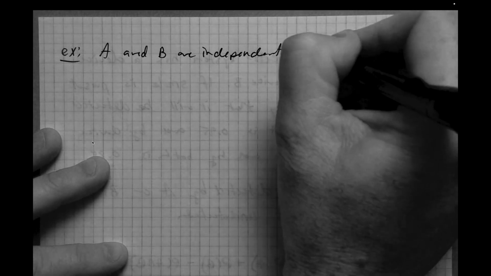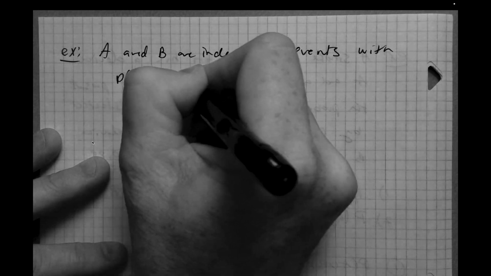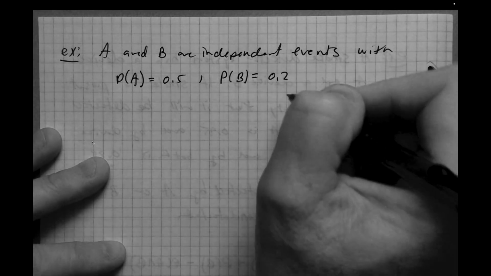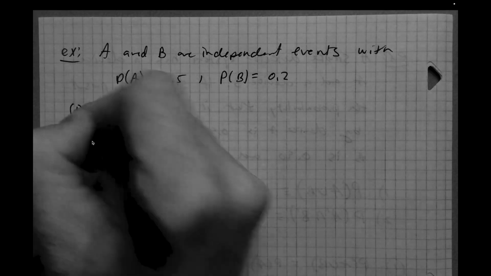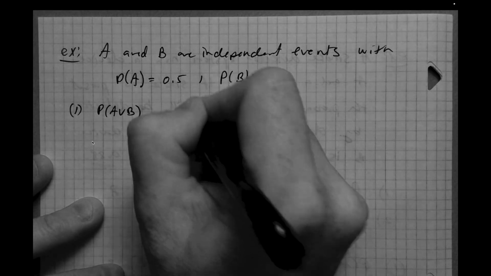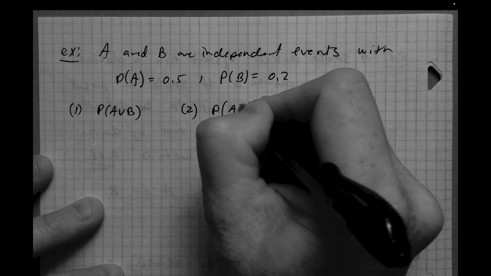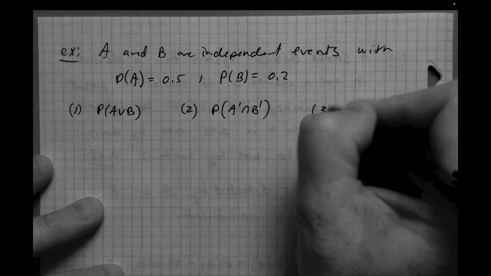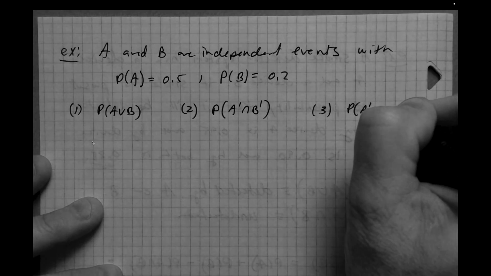A and B are independent events with the probability of A equal to 0.5 and the probability of B equal to 0.2. Let's try to find some different things. The first thing I want to look for is the probability of the union, A or B. The second is the probability of the intersection of the complements, A complement and B complement. The third is the probability of the union of the complements, A complement or B complement.